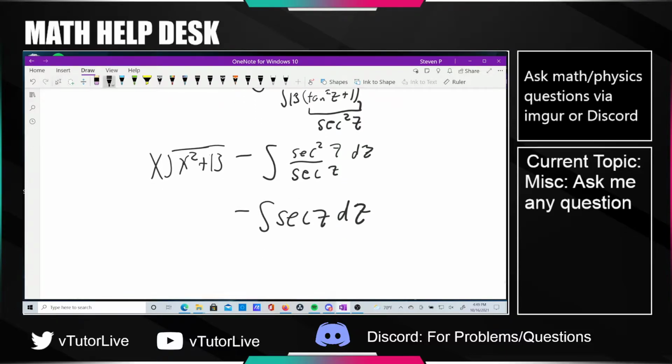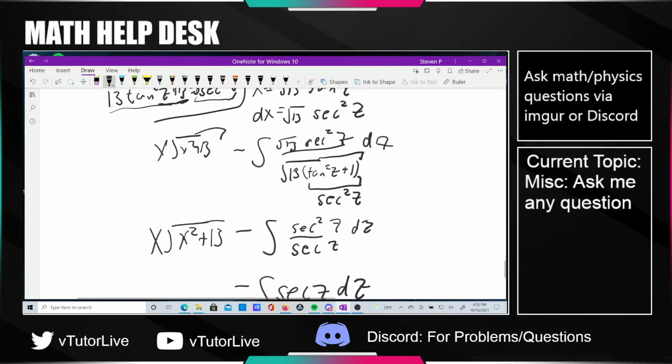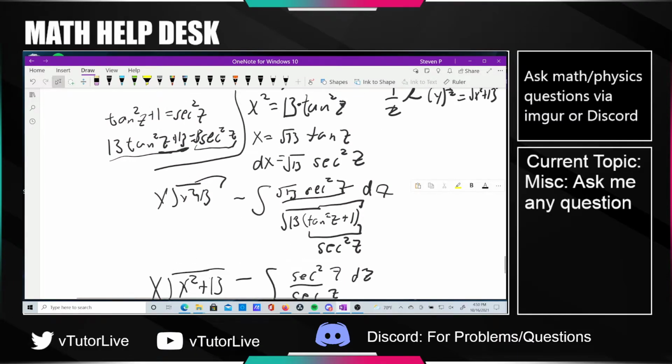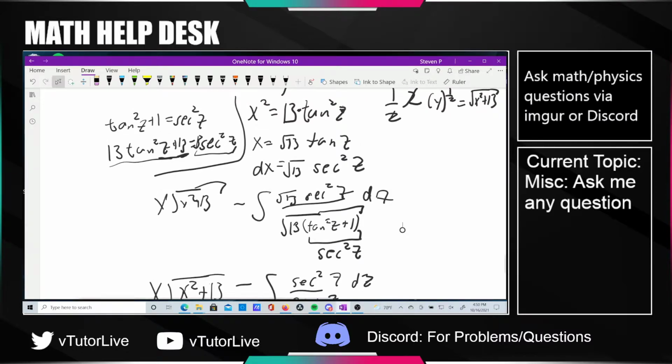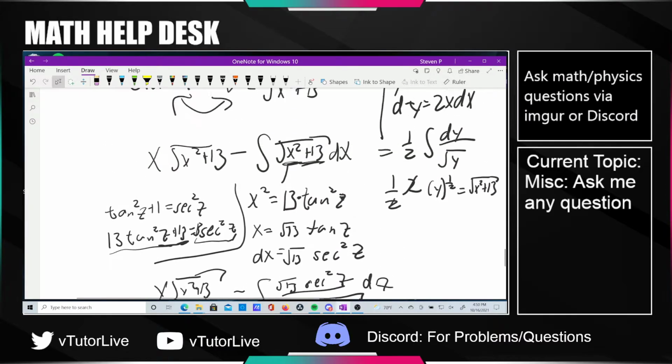This should be some secant z dz should be some relatively... Oops, did I... hold on a sec. I think I dropped something over here. I think I might have made a slight error either in my work or in my notes, because let's just do a quick sanity check here, right?